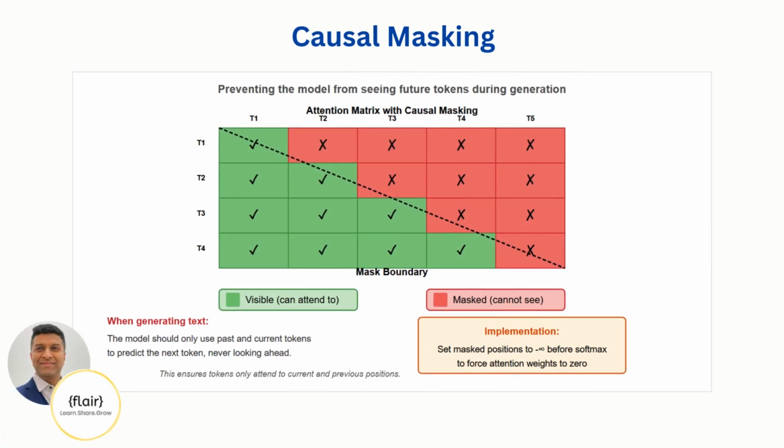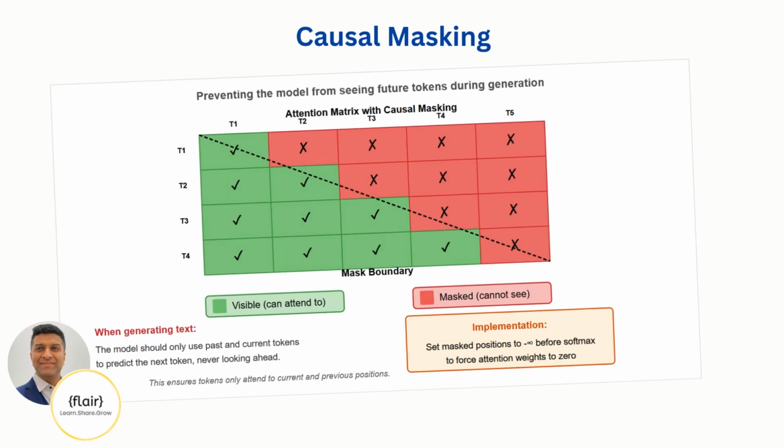But here's where it gets interesting. With generative AI, we need to prevent the model from peeking ahead when generating text. That's where causal masking comes in. Picture putting blinders on the model so it can only see what came before. Technically, we set future attention scores to negative infinity, which zeroes them out after softmax. The model physically cannot attend to words it hasn't generated yet. That's how we maintain the integrity of the generation process.